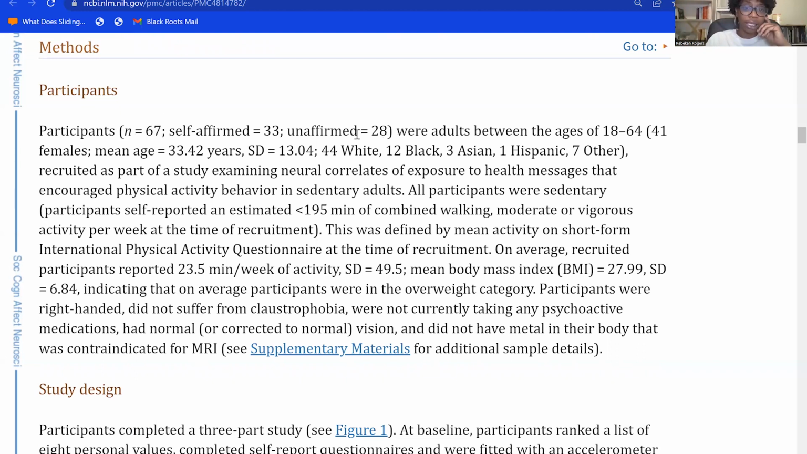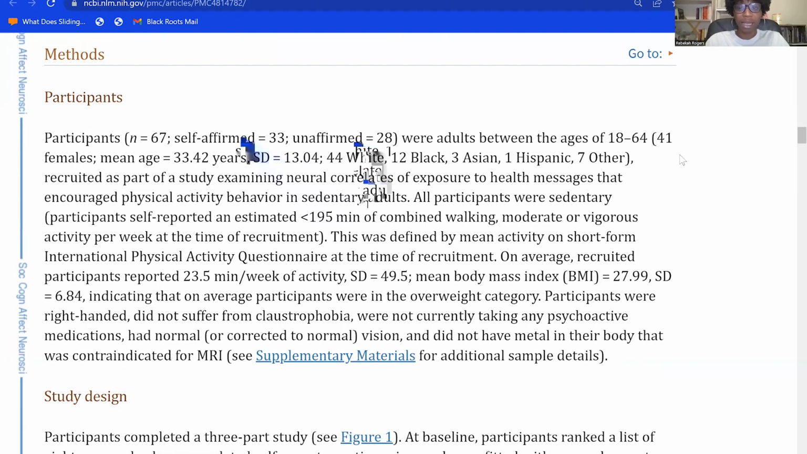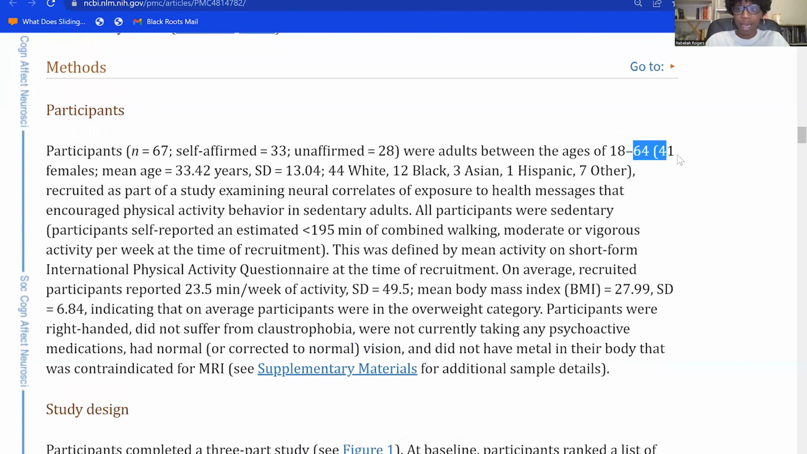I don't know what this affirmed and self-affirmed thing is, but it's talking about their affirmation theory. These numbers don't add up to 67, and I don't feel like figuring out why. So, whatever. Okay. And then it's saying they're all adults between 18 and 64. 41 of the 67 are females. So again, more than two-thirds are women.